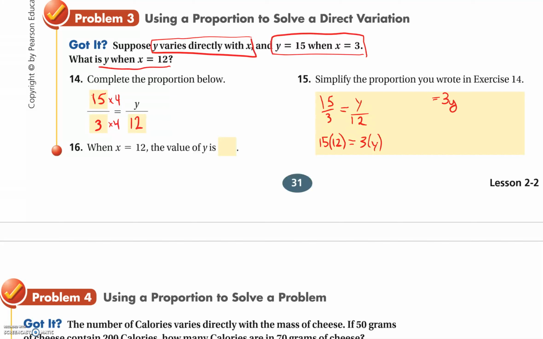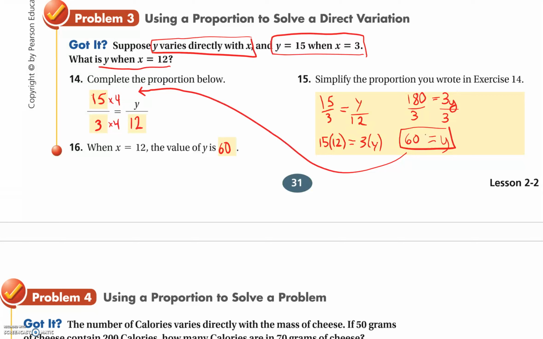So we know 3y. We know 15 times 12 is 180. And all we're doing here is solving for y. So we divide by 3, divide by 3. And y in this case is going to equal 60. And we can also see that that's what would have been produced if we did 15 times 4. So when x equals 12, the value of y has to be 60 because it's saying it varies directly. So it has to be in the same proportion. And it looks like that.